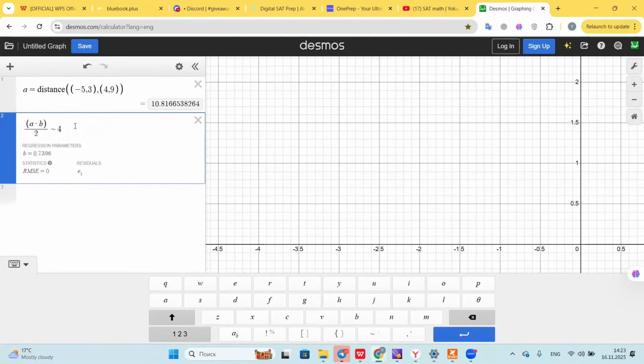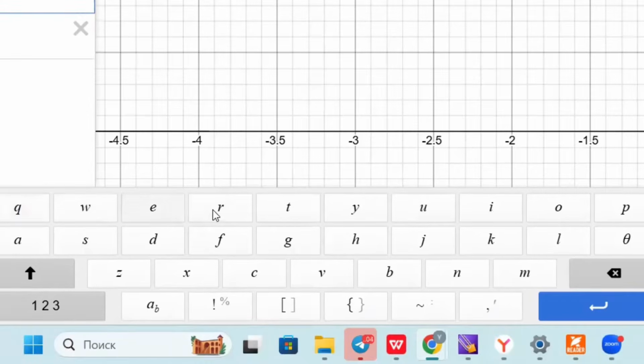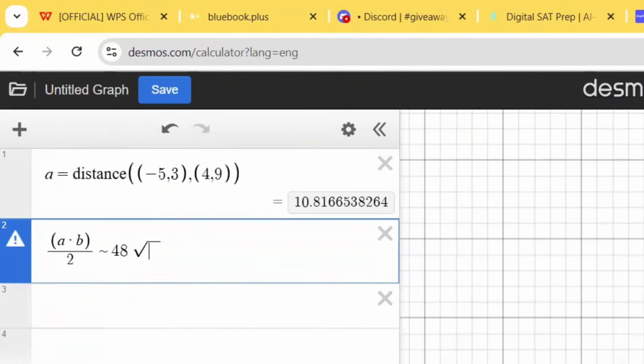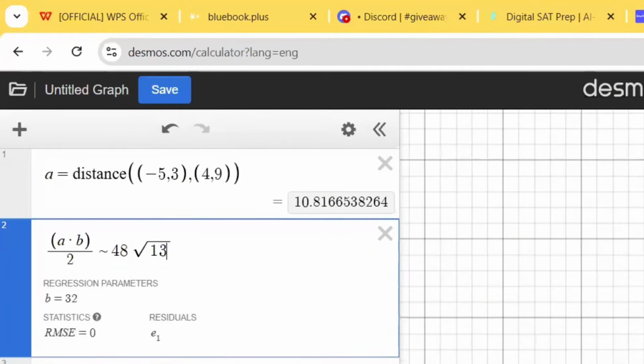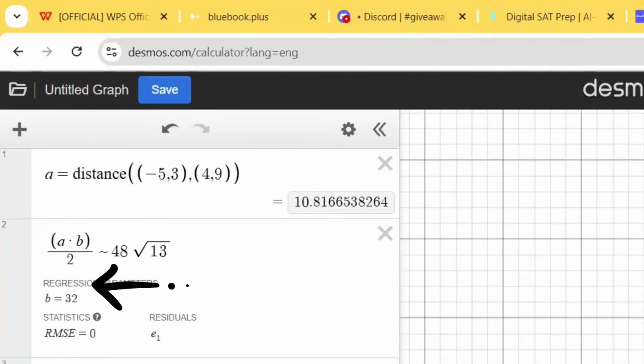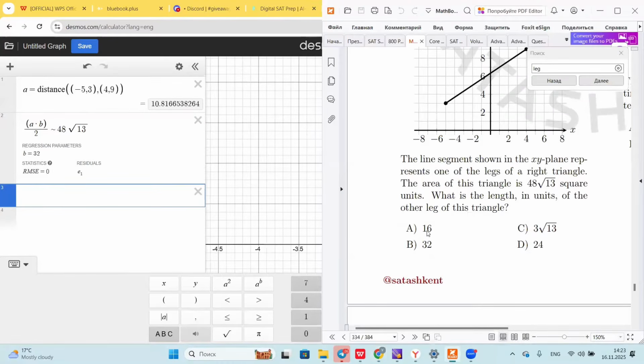In Desmos, for square root, we have a special symbol. From the keypad, you should write SQRT. It automatically becomes the square root of 13. Now it gives you the value of B, guys. Now the correct answer will be option B.